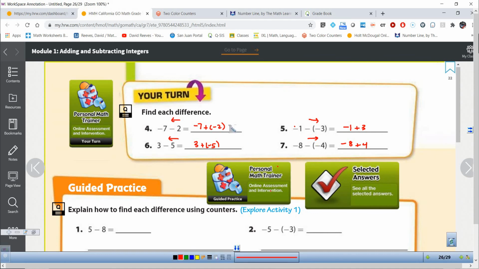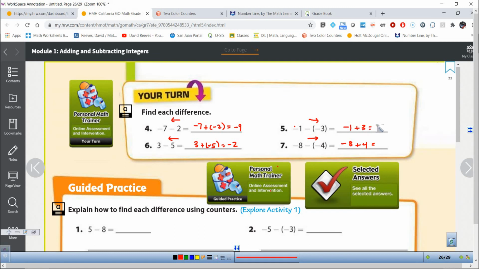All right, and now you notice, what do we have? We have addition problems. That's why it's so important that you learn to add integers, because if you can't add integers, you can't subtract them. All right, here we go. 7 negatives plus 2 negatives, I get 9 negatives. 3 positives plus 5 negatives, I get 2 negatives.